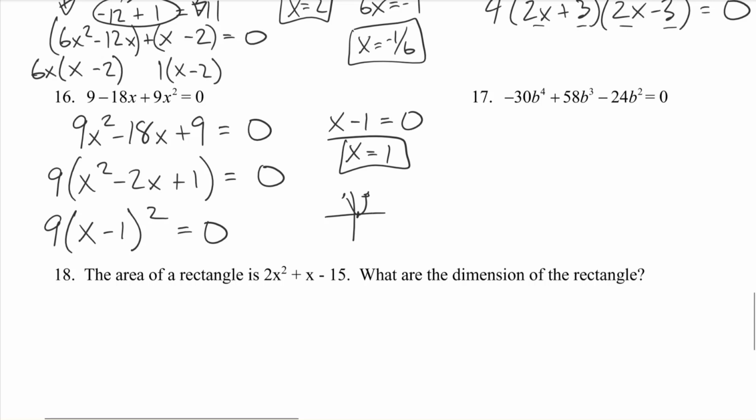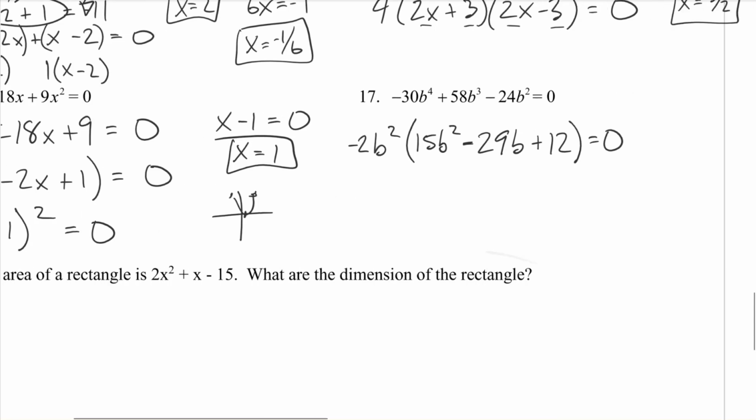Our next one, negative 30b to the 4th. Okay, so I'm going to be able to take out a b squared, at least, and negative 30, 58, and 24. What goes into all of those? 2. I wish it was a bigger number, but I think that's going to be it. So factor out a negative 2 here, so it makes our leading coefficient positive. So that would be positive 15b squared minus 29b plus 12 equals 0.